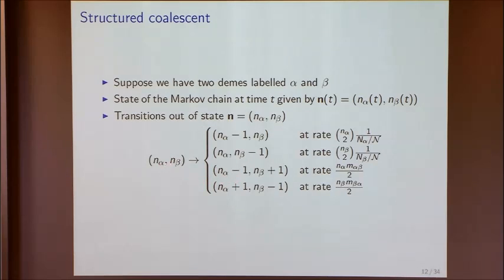But the new event is the migration event. So you have a migration back in time where an individual from deme alpha moves to deme beta, so you lose one individual in deme alpha, and you gain one individual in deme beta in this ancestral process, and this happens with rate proportional to this migration parameter. And since there are n alpha individuals, this is what gets multiplied for the total rate of these migrations out. And similarly, you can do the same thing for migration from deme beta to deme alpha.